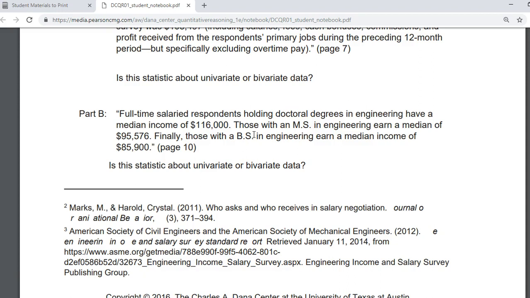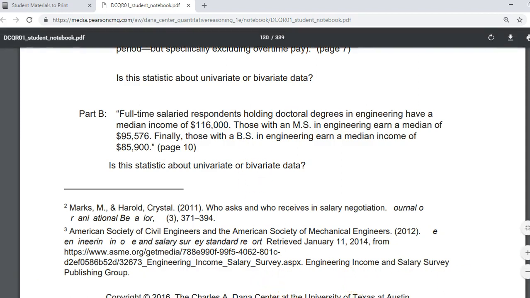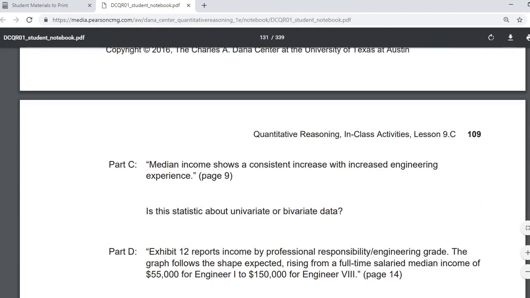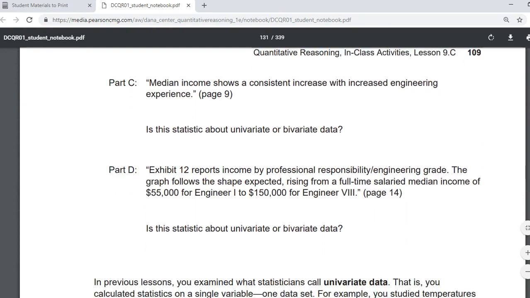Ideally, if you have a master's, you'll be making more, and then the same thing if you had a doctorate. And so this is bivariate, and then the variables would be salary and degree. Can you look at a paragraph, identify either univariate or bivariate, and then explain or give a couple of words about what the variables are?